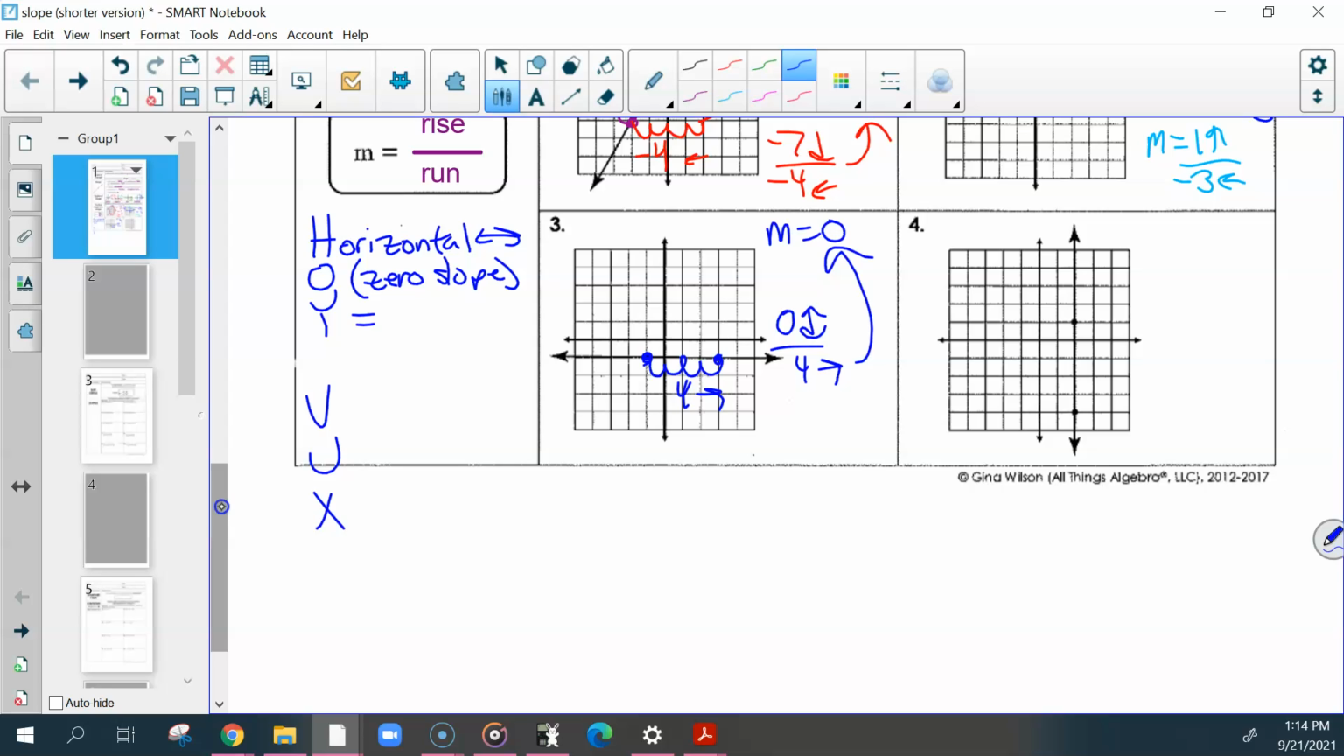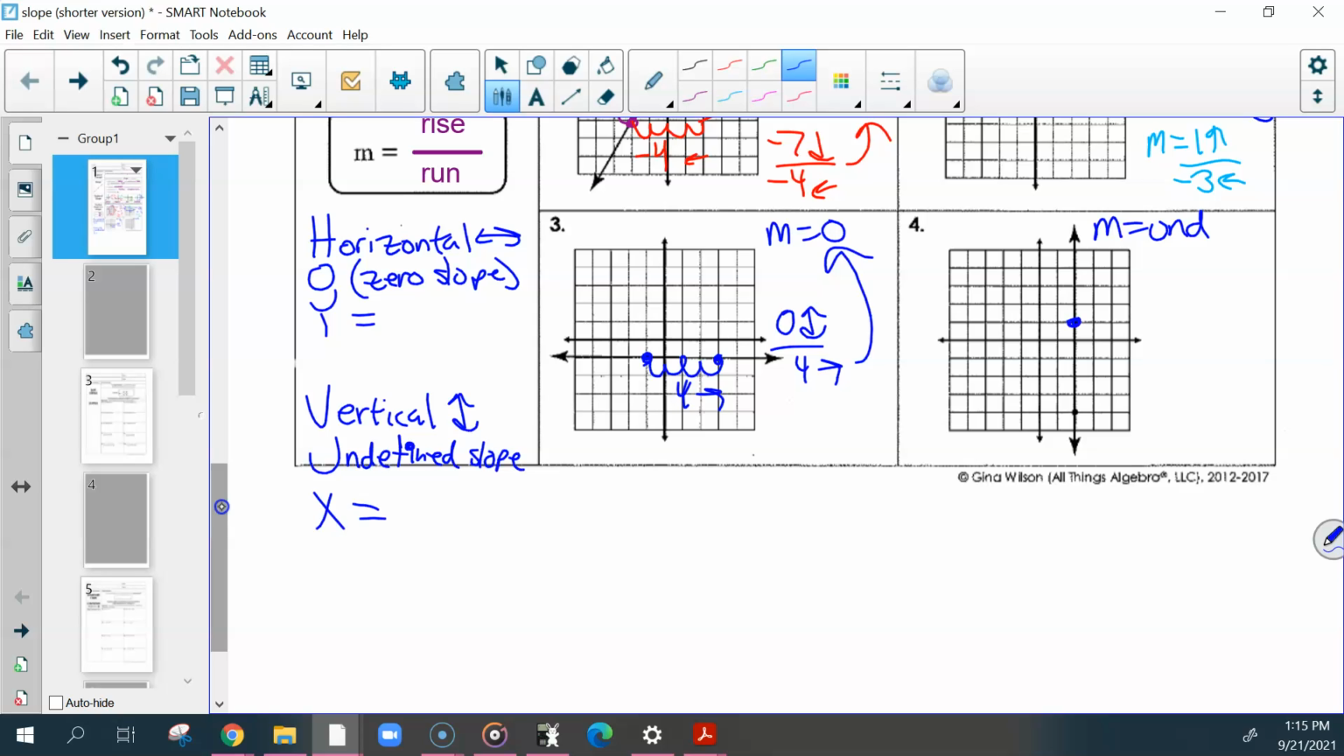The box part is vertical. So straight up and down. Undefined slope. And exit. So if you are given a vertical line, then it should have an undefined slope each time. And again, you could also do that work as well.